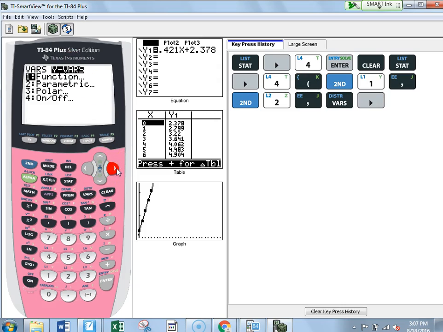Which mode are we in? We don't know anything about half of those yet, right? So we're just going to hit Enter because we're in function mode. Now, those are the Y variables. You can pick any one you want. You can store it anywhere. I don't care. It'll graph it, okay? But that's what you have to do if you don't have this screen.